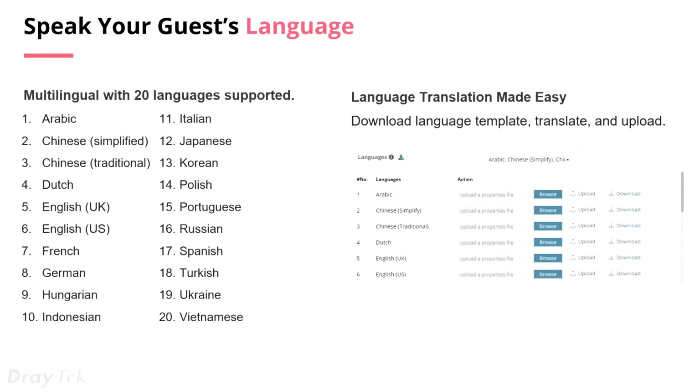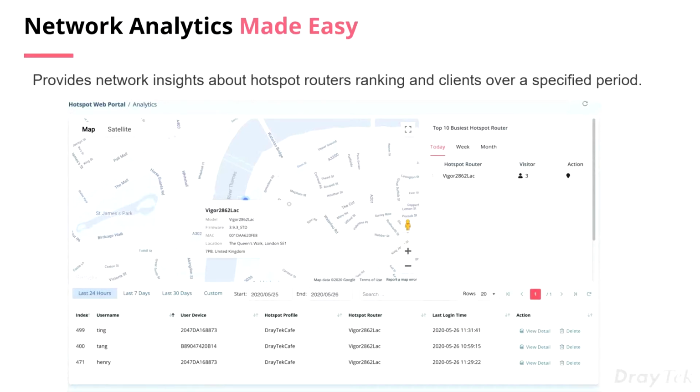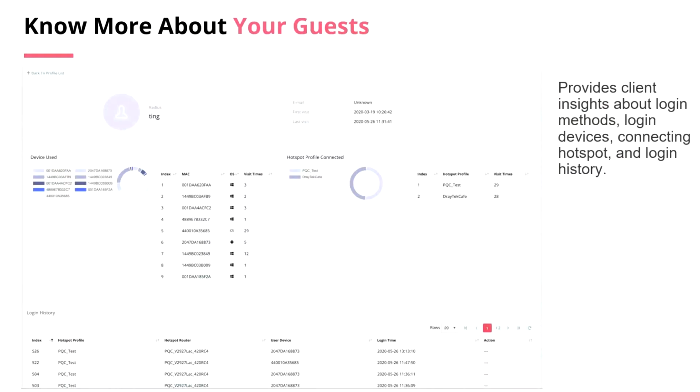I mentioned also about guest languages, so you can speak their language by loading the translation files. It's made quite easy by having the files that can be uploaded. And also network analytics, so you can get insights into the ranking of number of users and where they're logging into, and also which of the hotspots are the most popular ones. And you can get a bit of insight into how many times they're visiting and which people are visiting most. So that's quite a nice feature on the hotspot. So that gives a bit of an overview of the hotspot.